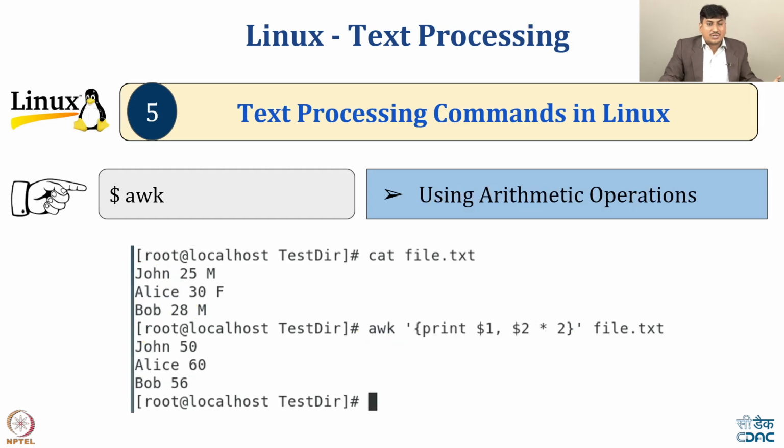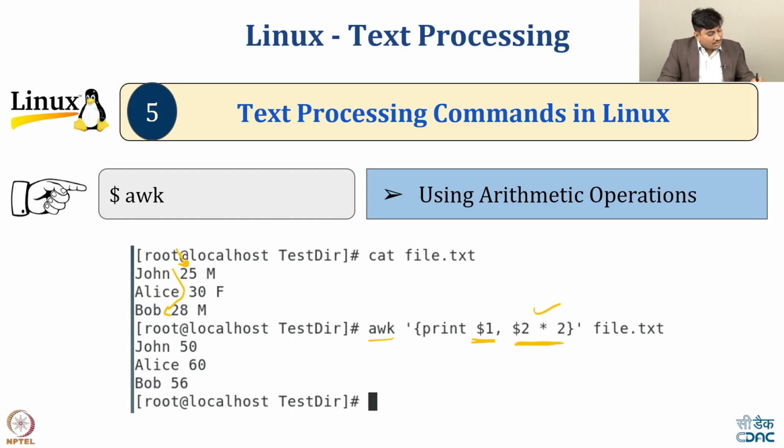Also, we can do arithmetic operations within the same file. Let us say, for example, these are the ages of these persons. Alice is female, John is male and Bob is male, and they have the corresponding ages. Now I want to multiply the age by some factor and print it. So, I want to print the people's names along with their ages multiplied by 2. Let us say, print $1 and print their ages multiplied by 2.